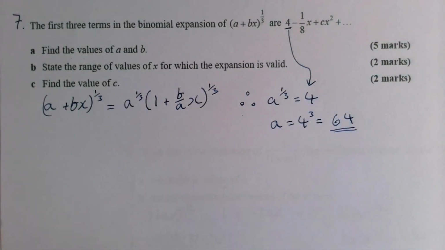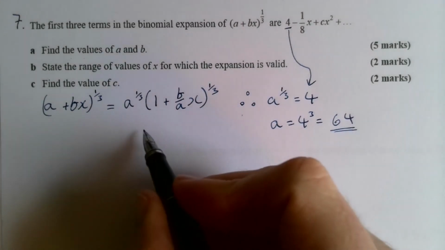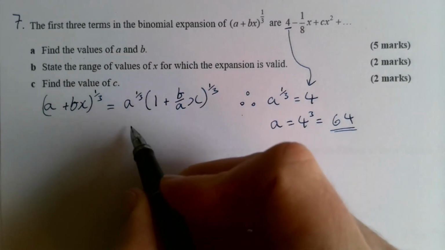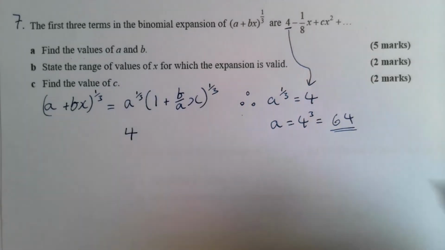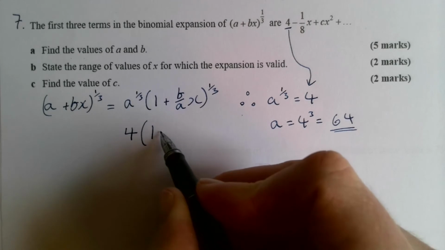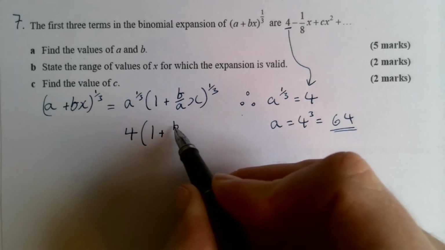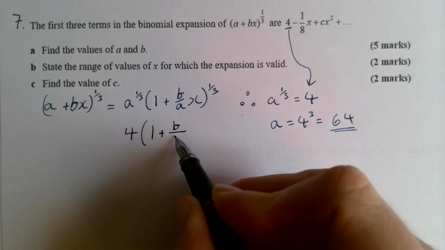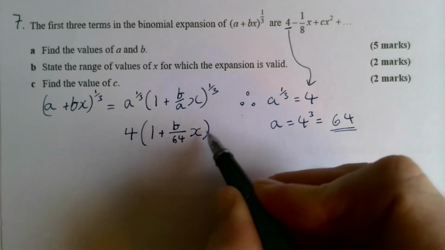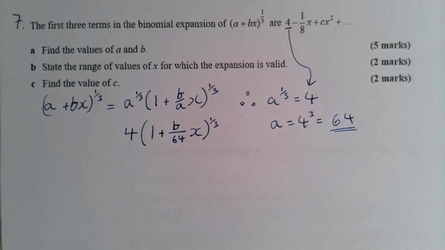Now there's the easy part. Now it's going to get a little trickier. We're now going to stick that 64 and 4 back into what we've got going on here. So my 64 to the power of a third is 4. So we can now say that that's 4, there's me 1, and now we've got b over 64 x, all to the power 1/3.